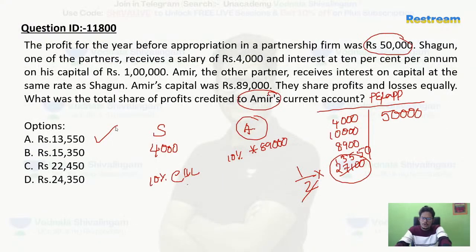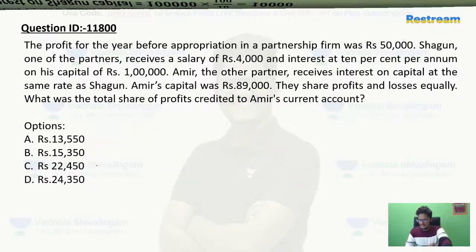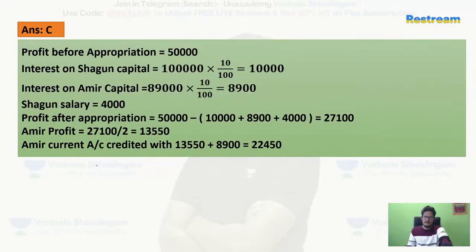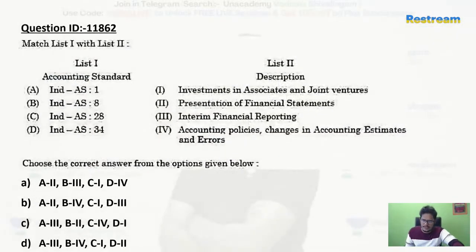Sorry, the total share of profit credited to Amir's current account is asked. 13,550 is the share of profit plus 8,900 he gained as interest on capital, total 22,450, which is correct. Current account will take amounts other than the capital: interest on drawings, interest on capital, profit sharing, goodwill, everything will go.